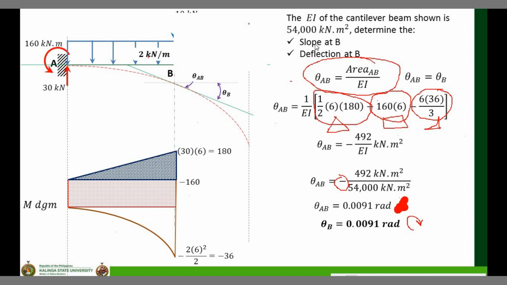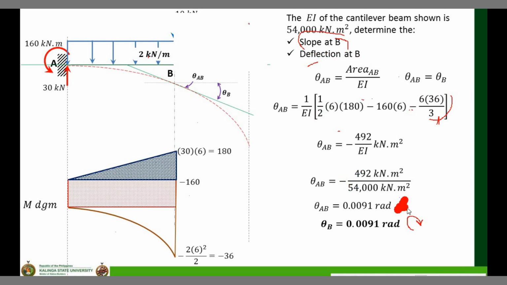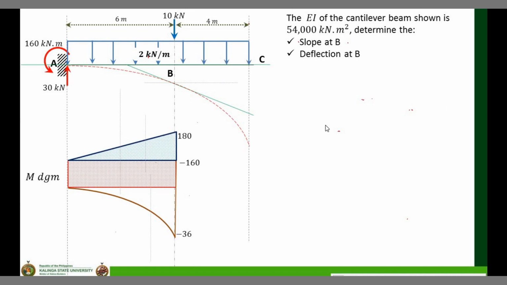Okay, that is just the first part, the slope at B, before I proceed with the deflection at B. Medyo? Absorbing. Digesting. Choppy? Choppy, please wait, because it came out choppy on my end. How about the deflection at B?